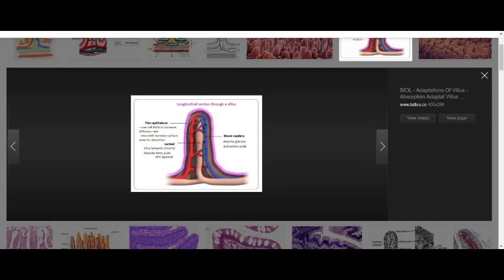So now these are small and tiny, so they can easily diffuse out of the small intestine, but instead of going into the capillaries, they go into the lacteal and are carried out of the villus to be sent to the cells to be used.